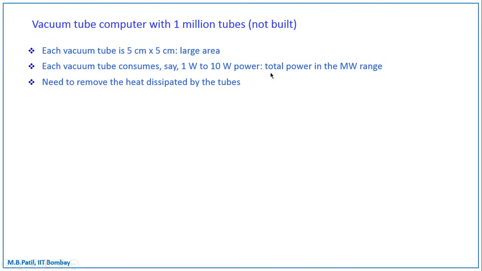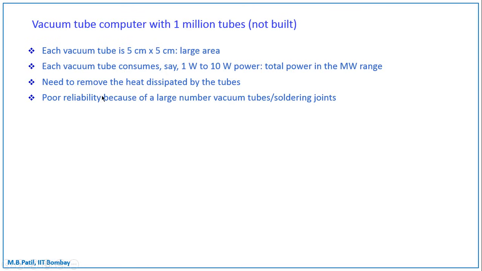Now this power, which is in the megawatts range, a very large power, turns into heat, and that has to be removed. If we don't remove the heat, then the computer temperature will keep rising, and finally things will melt, smoke will come out, and so on, which of course we don't want.